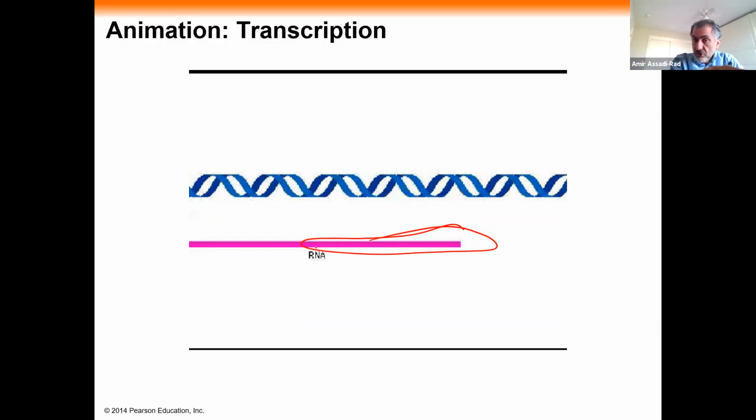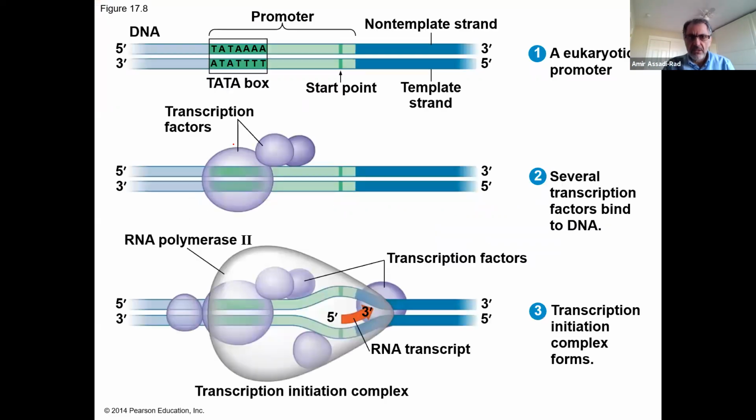How does it start? You saw the promoter, right? There is a segment of sequence of nucleotides which is called the promoter. And at the end, the RNA polymerase knows when to stop, and that's called the stop signals. You will see it in the next chapter. You might see some of it in here too.